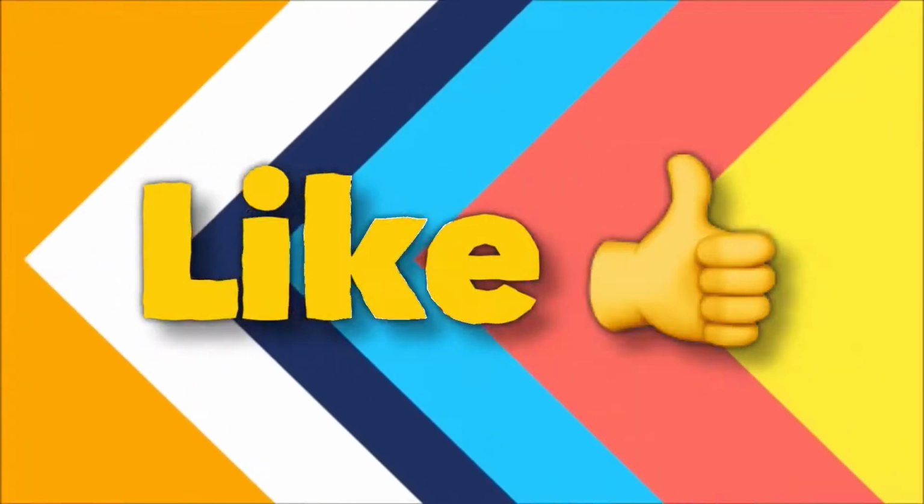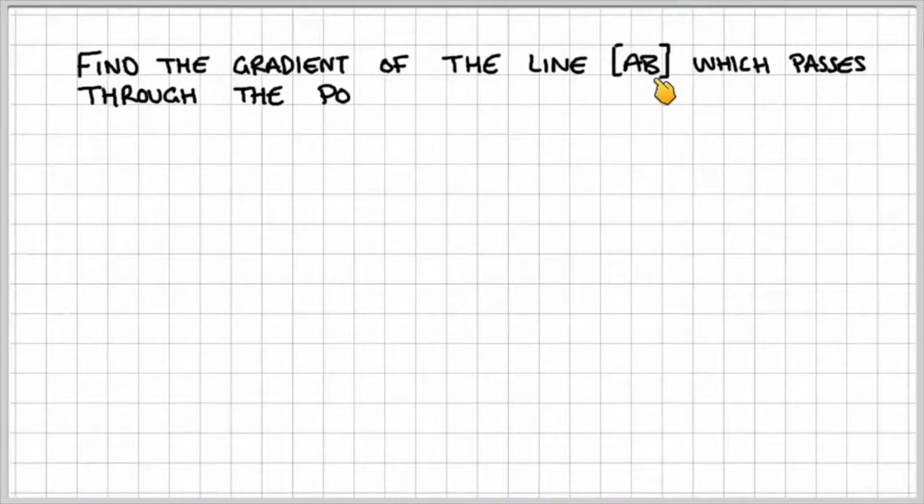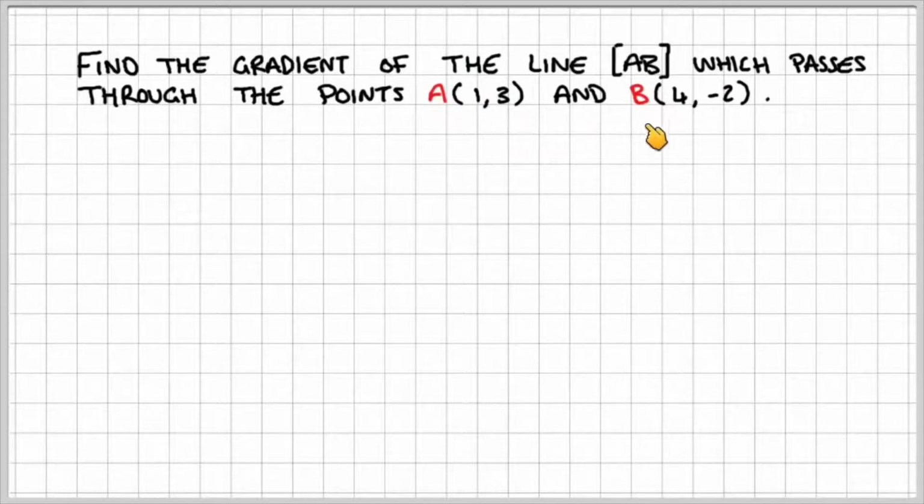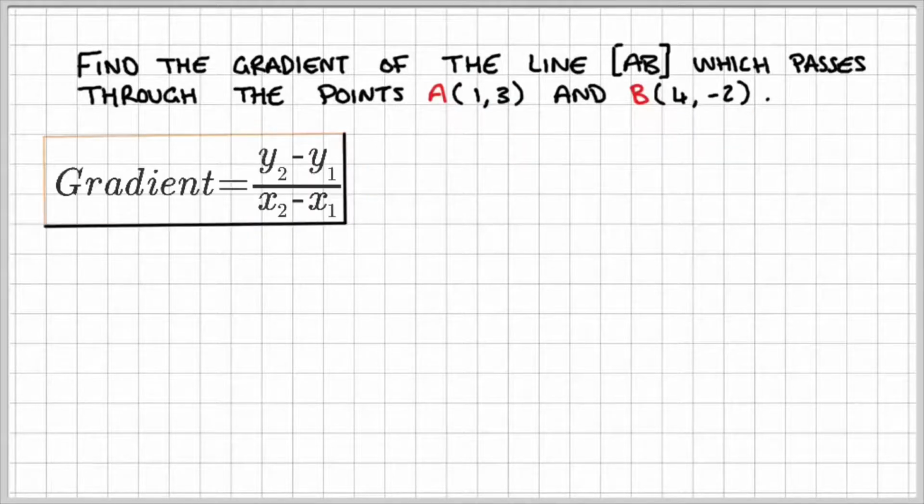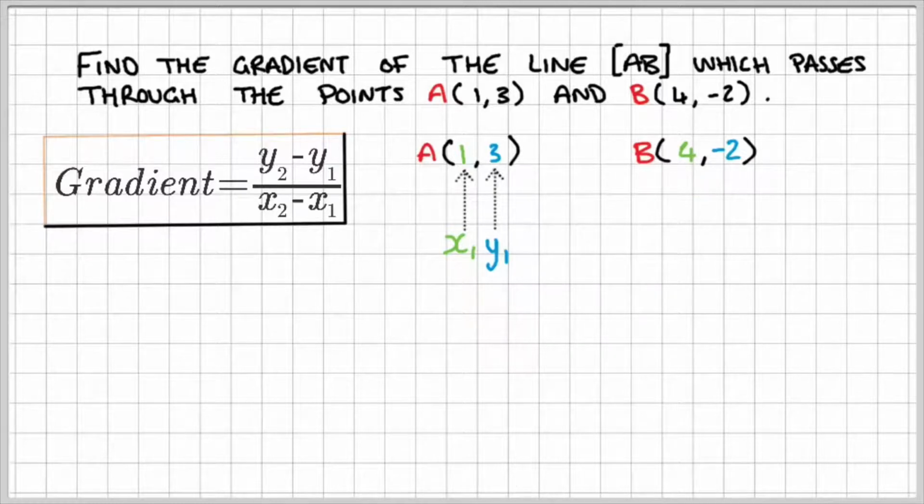Right, let's tackle an example then. Find the gradient of line AB which passes through the points A(1, 3) and B(4, -2). So we're not going to plot the graph, instead we're going to use the gradient formula. The first point A(1, 3) has an x1 value of 1 and a y1 value of 3. Point B has coordinates (4, -2). So that's an x2 value of 4 and a y2 value of negative 2.